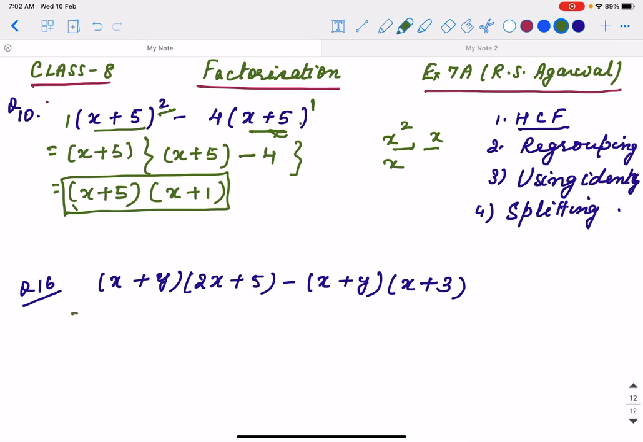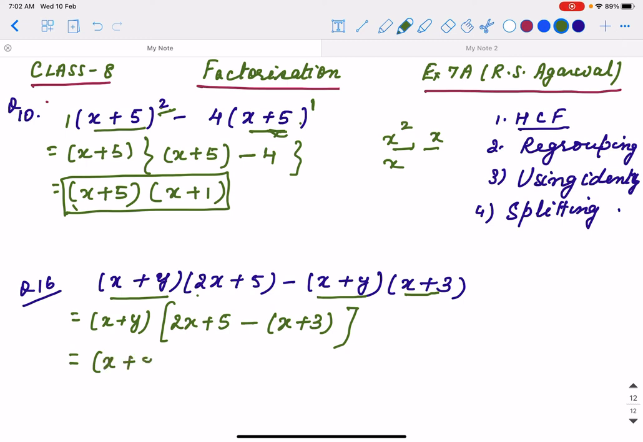Same way, here x plus y, x plus y, we see here this is common, so this we keep outside, remaining you write in bracket 2x plus 5 here, minus x plus 3 is there, so write first in bracket and then you simplify so that you will not do any mistake in sign.